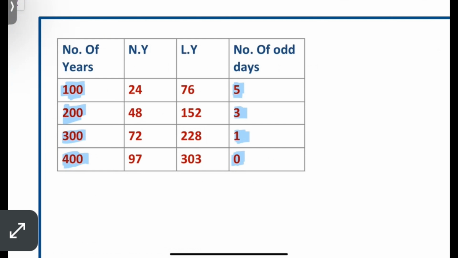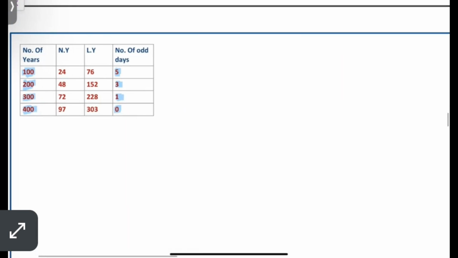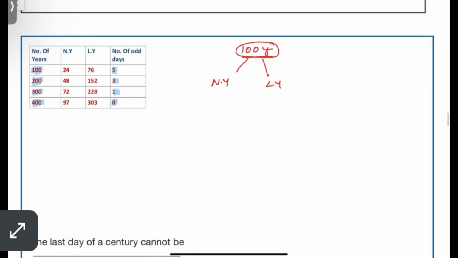I'll just explain this using 100 years, and you can try for the remaining years. Let's take an example of 100 years. In 100 years there will be two things: normal years and leap years. To check how many leap years and normal years there are, I'll take the highest number, 99, because 100 is a century year, so I cannot treat it as a normal year because it ends with 00. So I need to check till 99 years.